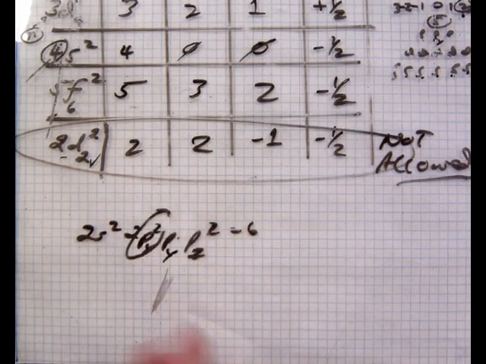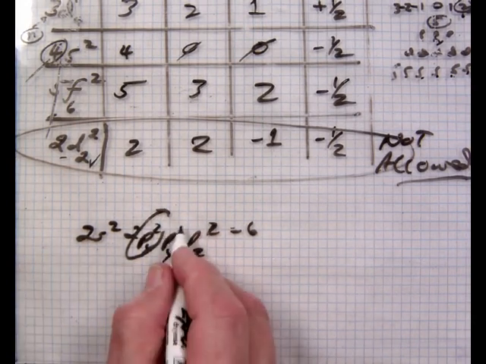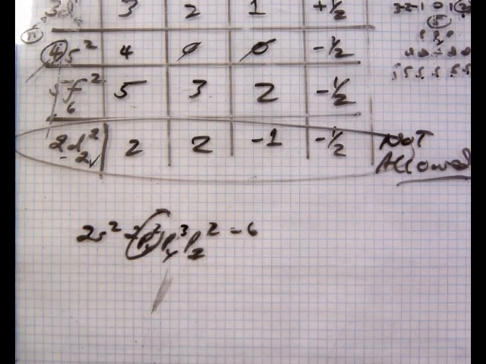But on test day, I'll have something like: which of the following, A, B, C, D, is not allowed? And the p can't hold an extra electron. It can only hold 1 up, 1 down. That's it. Okay? One more.